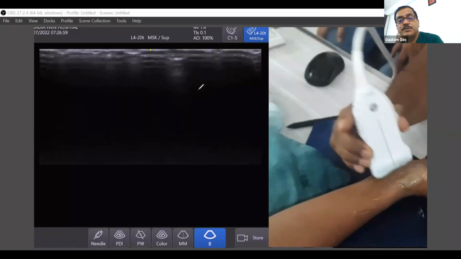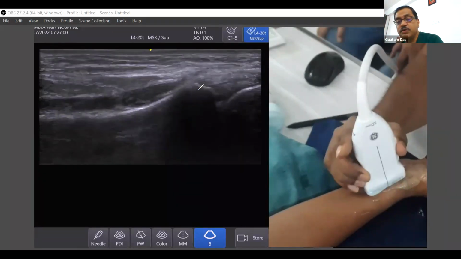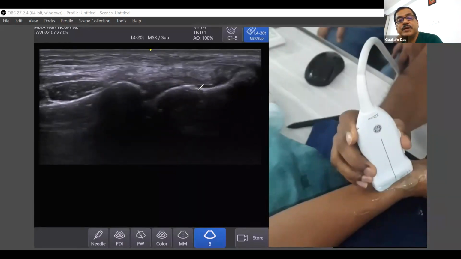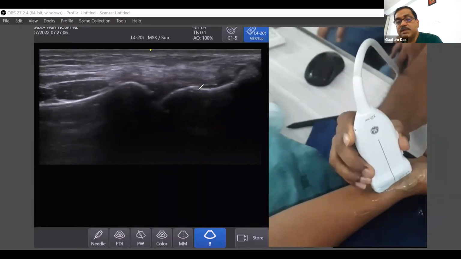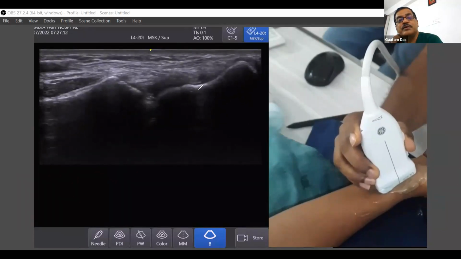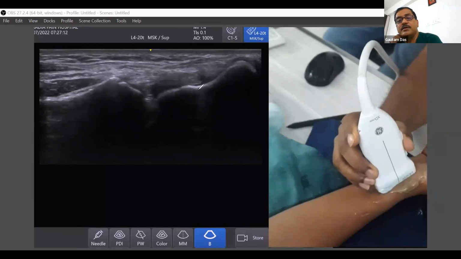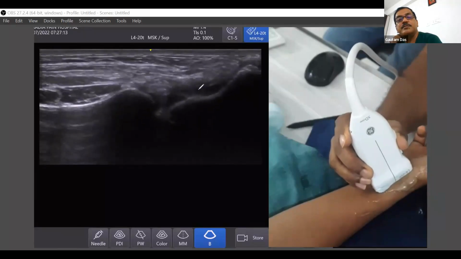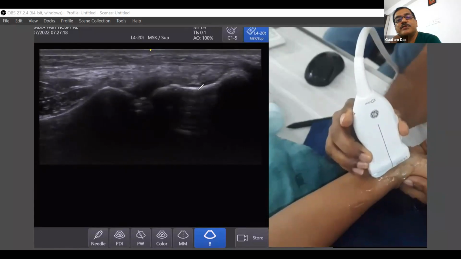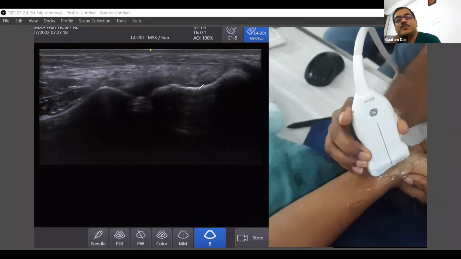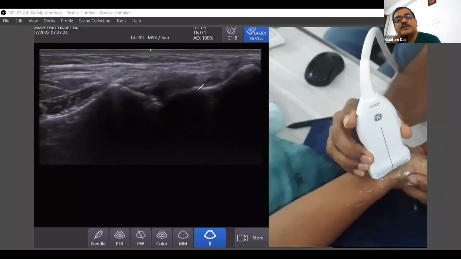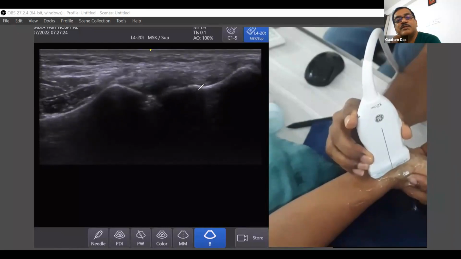So I'm starting with the radius, going distally, showing the different parts of the scaphoid. I'm holding it over the scaphoid. The best way to see the scaphoid is the pole of the scaphoid. Proximal pole, distal pole, the neck, and the articular cartilage are also seen. And over that, you can see the ligaments as well.